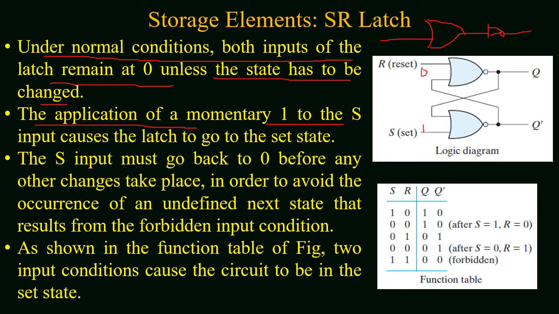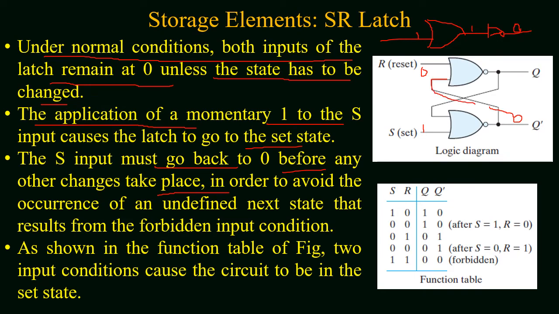Like if you apply 1 to the set input and 0 to the reset input, we know that a NOR gate consists of an OR gate followed by a NOT gate. So if a single input of the OR gate is 1, then its output is equal to 1, and followed by a complement, the output will be 0. So Q prime will have a value of 0.